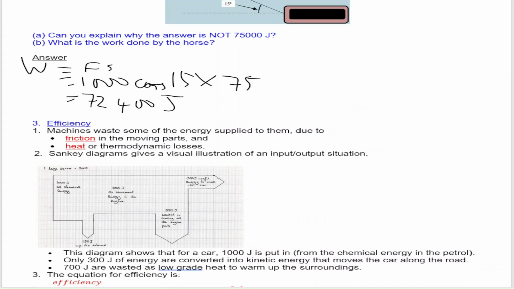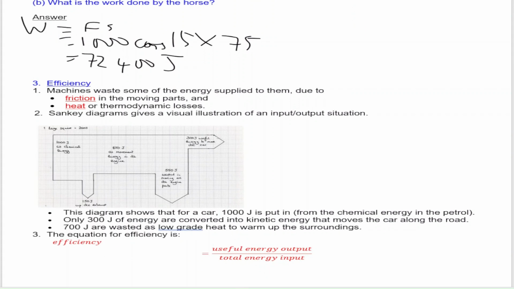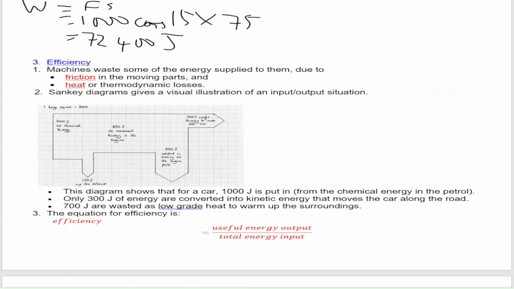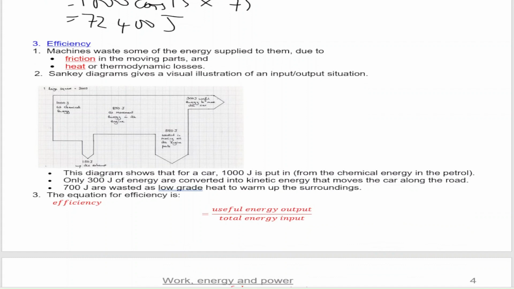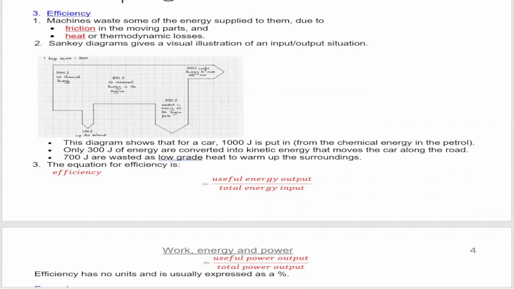Efficiency. Machines waste some of the energy supplied to them due to friction in the moving parts and heat, or thermodynamic losses. Sankey diagrams, which you've already covered in the IGCSE syllabus, tend to give a visual illustration of an output-input situation. Just to recap what you did at IGCSE, we have 1000 joules of chemical energy put into this system. 150 joules are lost through the exhaust, and then we have 850 joules as movement energy in the engine. But of this 850, 550 joules is wasted in moving all the parts of the engine, and only 300 joules is useful energy to move the car.